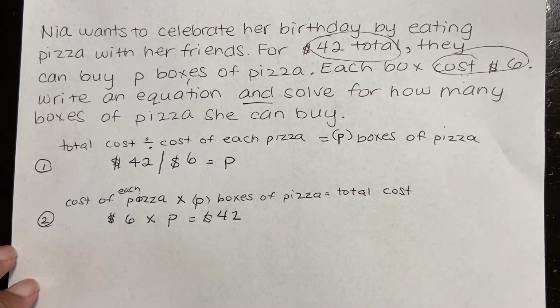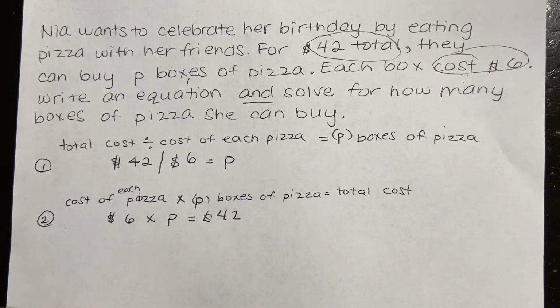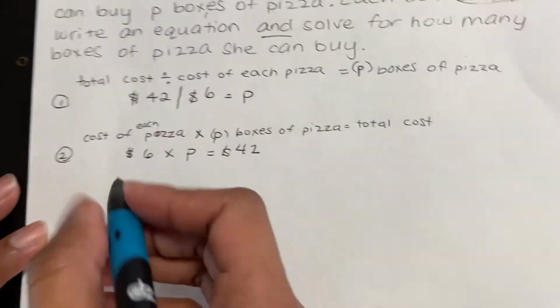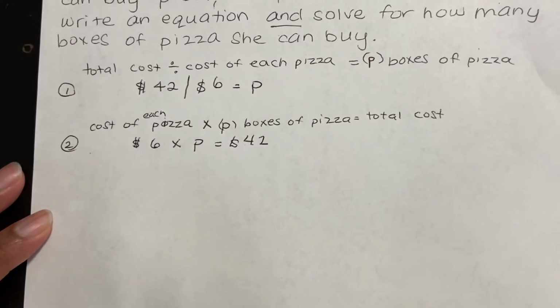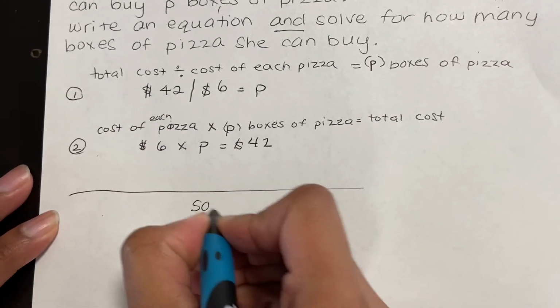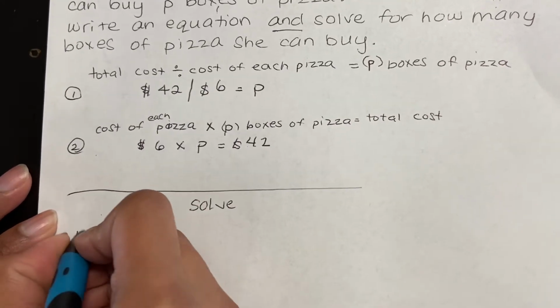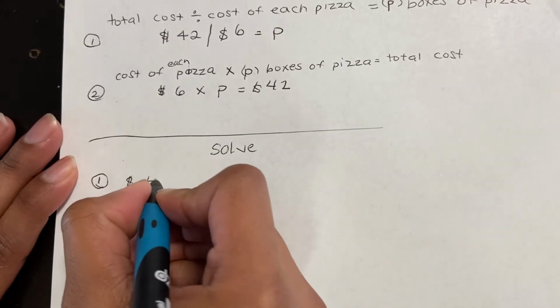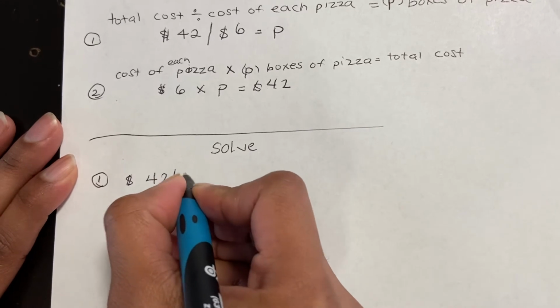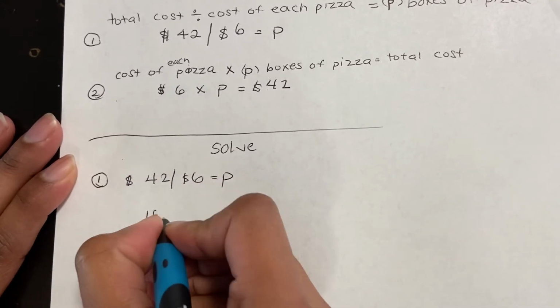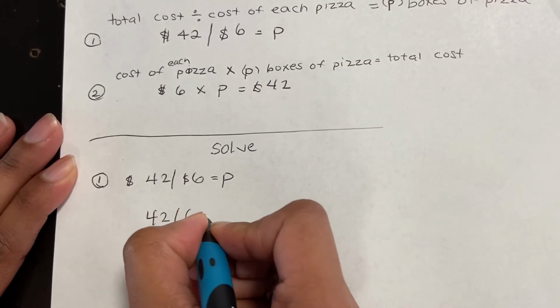So let's solve. And how about we solve for both of them? So in this case, for the first one, okay, I'm going to just move this up. I'll write number 1. Okay, let's solve. Okay, so number 1, we had 42 divided by 6 equals P. And I'm just going to write that over without any of the dollar signs.